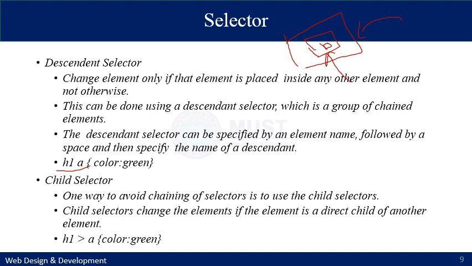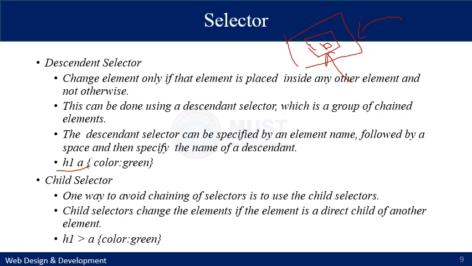Similarly, a child selector is used to avoid chaining of selectors, and you can apply it to the direct descendant of your HTML element. A child selector changes the element if the element is a direct child of another element. So in this case you can see we have a div and then a paragraph and then a button. So div, paragraph, button, that means the button was the descendant of the paragraph, which was the descendant of the div. So in other words, the button was not the direct descendant of the div.